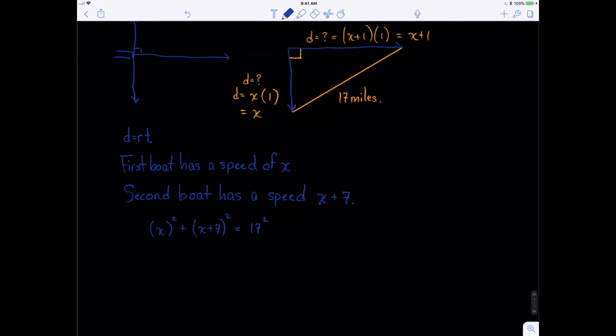Now let's clean up what we have. I'm going to write the first term as x squared plus, and then remember you need to distribute the x plus 7.